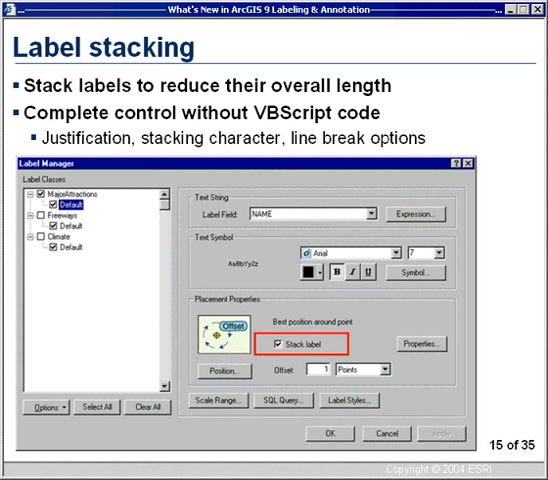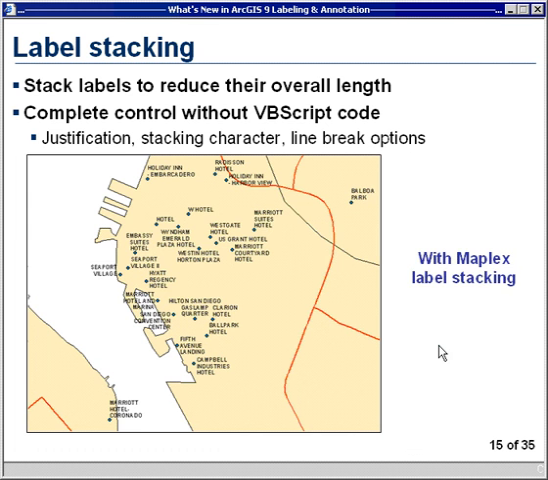When you check Stack Label in the Placement Properties panel, Maplex for ArcGIS automatically stacks labels that are too long. To access the stacking properties, you will click the Properties button here in the Placement Properties panel. Notice here the stacked labels are much easier to read, so we can really tell what label goes with what point. This is with Maplex label stacking.